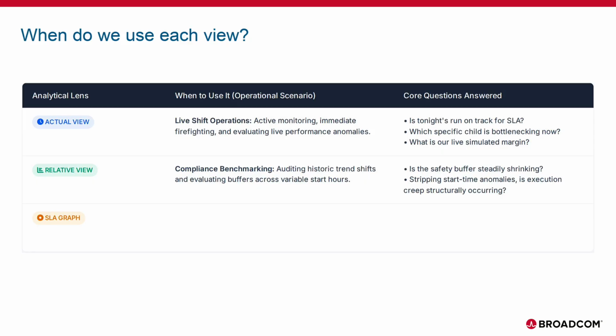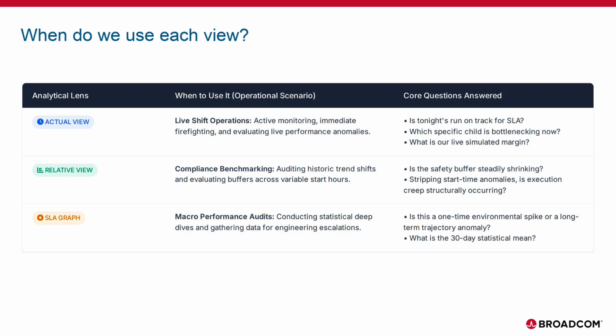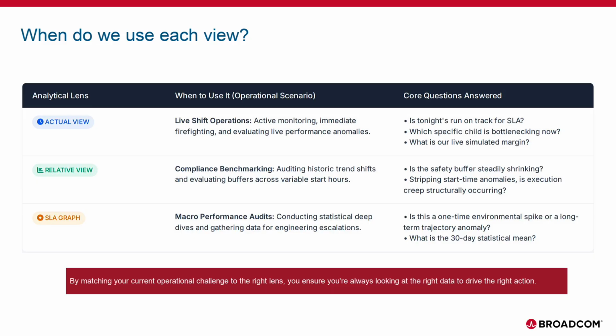Finally, we have the SLA graph. This is designed for macro performance audits. You'll use this lens when conducting statistical deep dives or gathering the concrete data required for engineering escalations. It lifts you out of the day-to-day to answer the big-picture questions. Is this a one-time environmental spike, or are we looking at a long-term trajectory anomaly? And, fundamentally, what does our 30-day statistical mean? By matching your current operational challenge to the right lens, you ensure you're always looking at the right data to drive the right action.